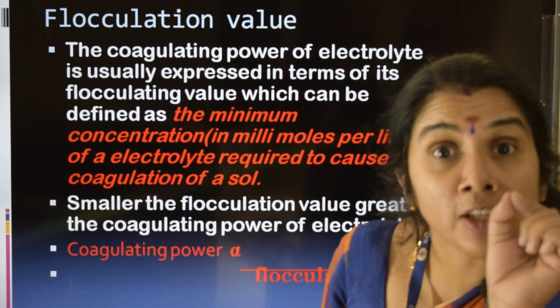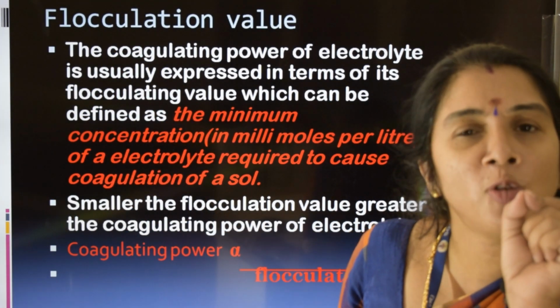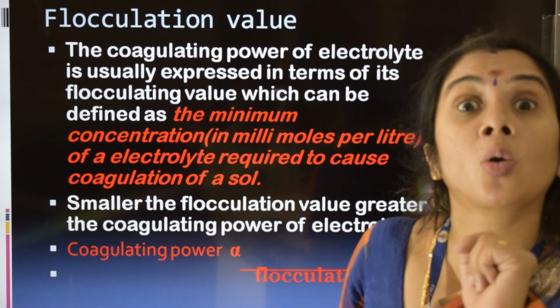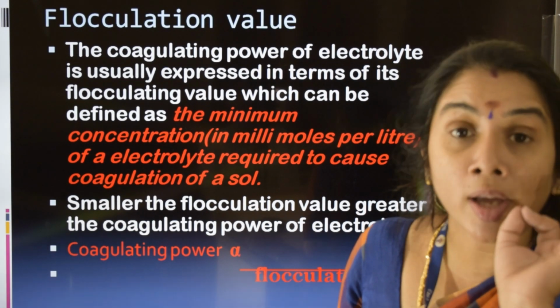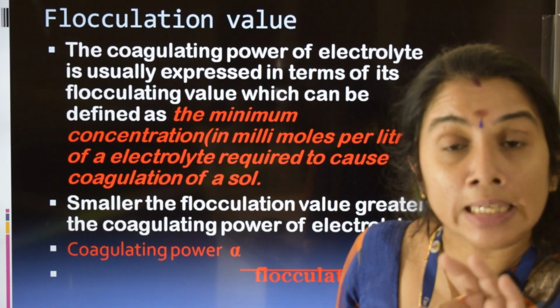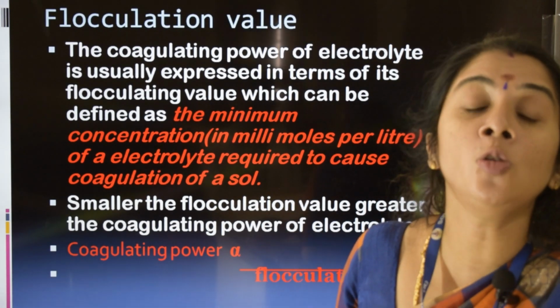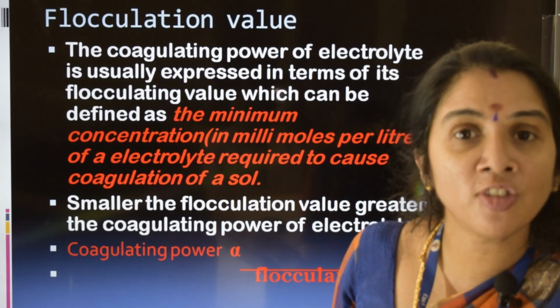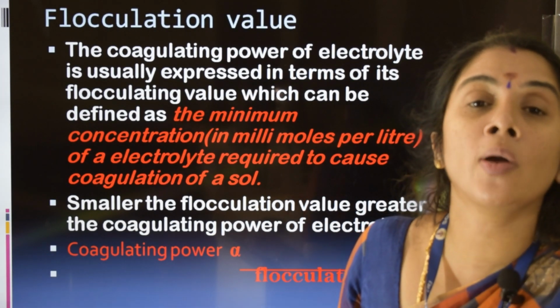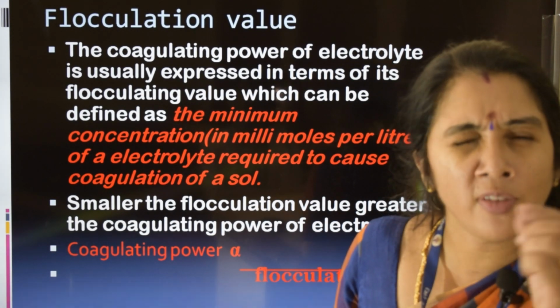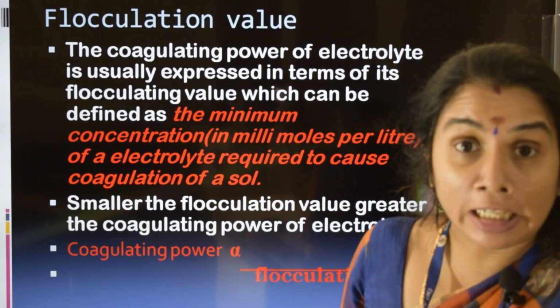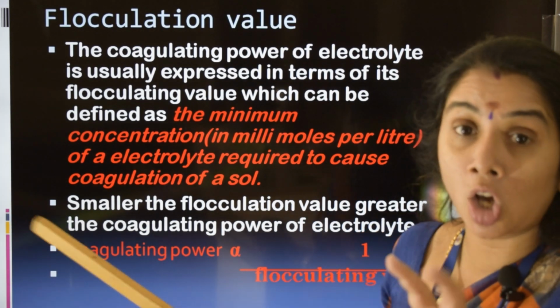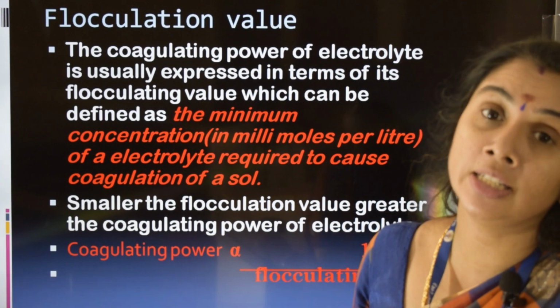So smaller the flocculation value, that means the minimum amount we are adding, higher is its coagulating power. So the coagulating power of an electrolyte is inversely related to flocculation value. An electrolyte with smaller flocculation value means higher is its coagulating power, which indicates very less amount is required. So you should clearly know the relation and the concept correctly for the CET and NEET exams.